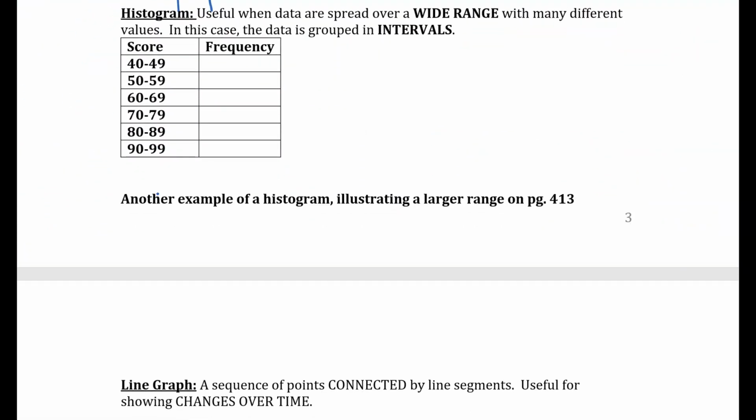So let's go ahead and talk about a histogram. A histogram is really useful when data is spread over a wide range with many different values. And when that's the case, it's helpful if you group the data into intervals. So anytime you have data that's graphed in intervals, that can be helpful. So in this case, I'm going to actually use the data that we just went through, and we're going to call this class 1 data.